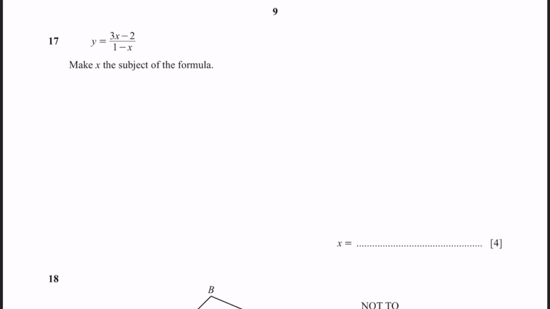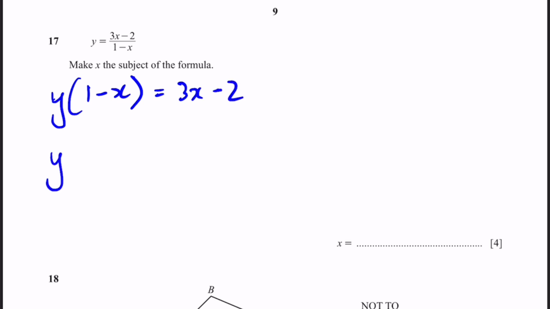Question 17. Y equals 3x minus 2 by 1 minus x. Make x the subject of the formula. First, we can bring the denominator to the other side of the equal sign. Y into 1 minus x equals 3x minus 2. Next, we can expand the bracket. Y minus xy is equal to 3x minus 2.